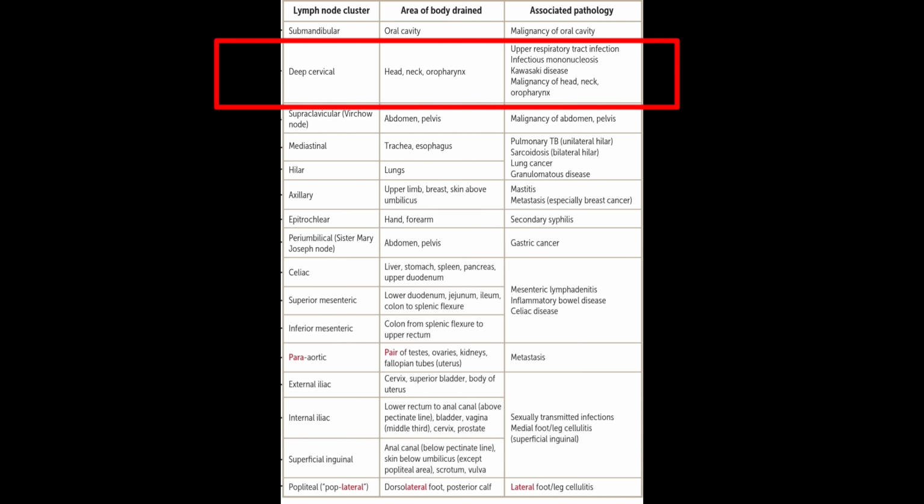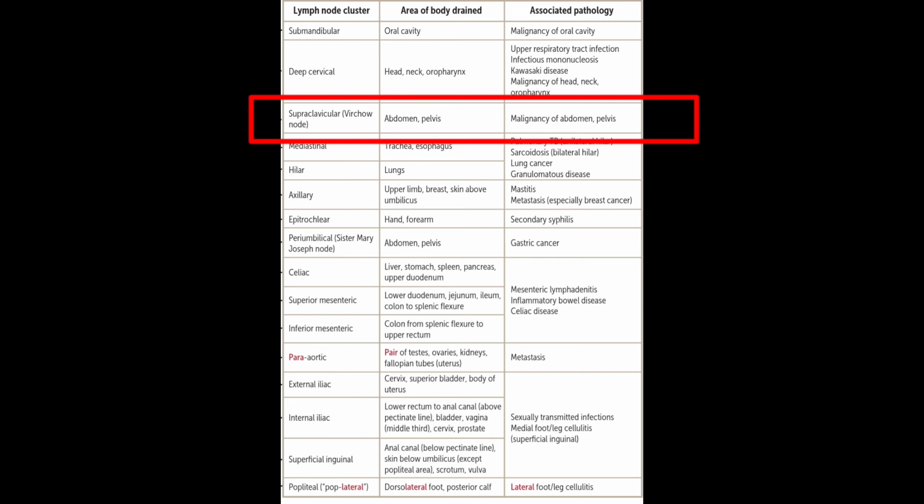Another is the deep cervical lymph node. The area of the body drained by the deep cervical lymph node is the head, neck, and oropharynx. Upper respiratory tract infection, infectious mononucleosis, Kawasaki disease, and malignancy of the head, neck, and oropharynx are the associated pathology with the deep cervical lymph node.